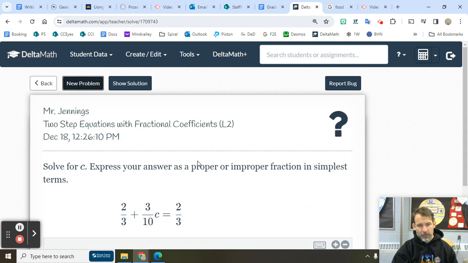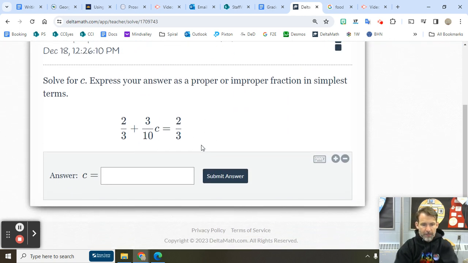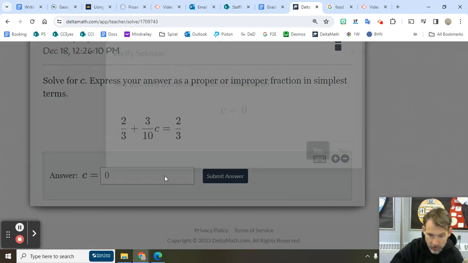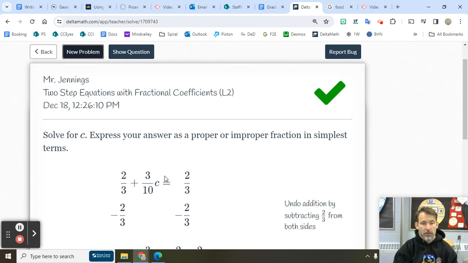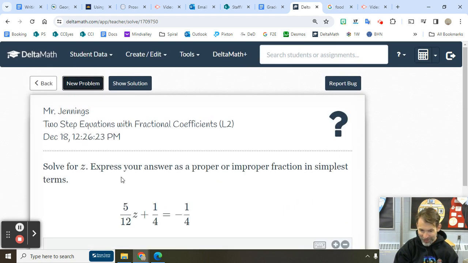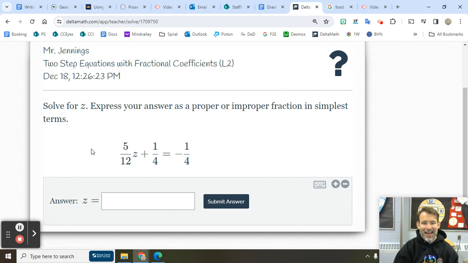Now, you wanted to see me do one in my head, right? I add 2/3 to both sides. No, I subtract 2/3 from both sides. C is 0. That was easy. Yeah, no problem. You want to see me do a harder one? Okay. I add 1/4 to both sides. Sorry, I subtract 1/4 from both sides. So I get negative 1/2 on that other side. And then I multiply by 12 over 5. So z is negative 6 over 5.